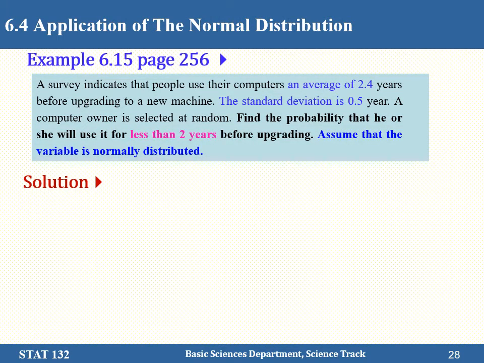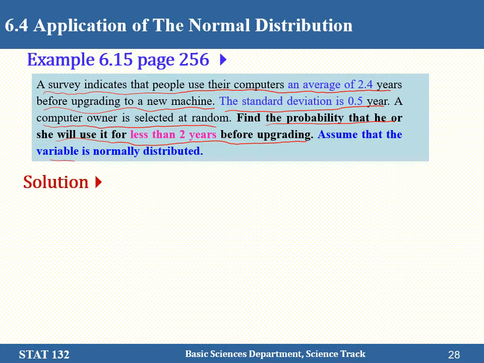Okay, now let's do a word problem. A survey indicates that people use their computers an average of 2.4 years before upgrading to a new machine. The standard deviation is 0.5 year. The computer owner is selected at random. Find the probability that he or she will use it for less than 2 years before upgrading. Assume that the variable is normally distributed.